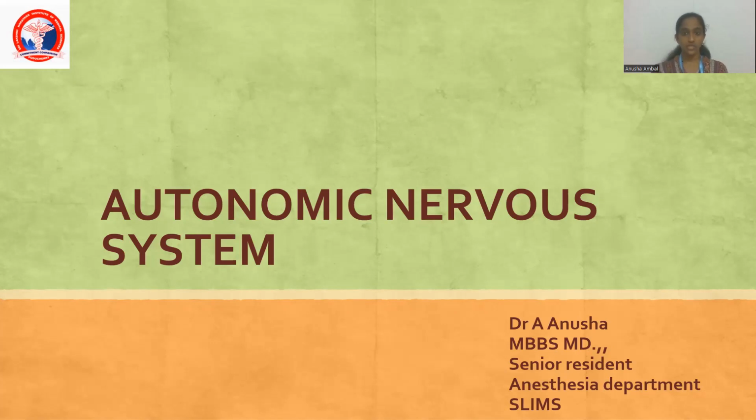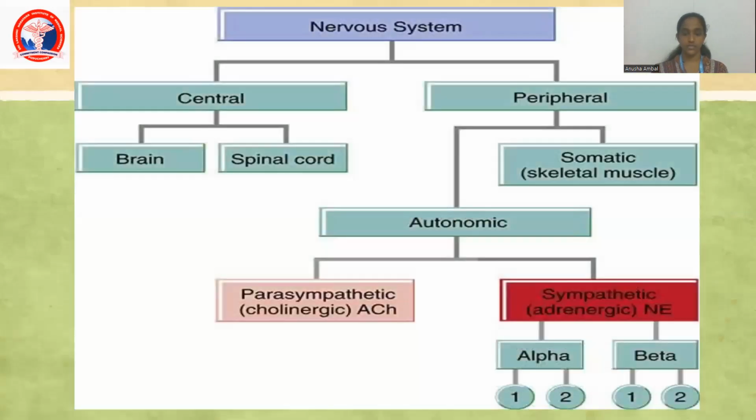So let's start with the basics of the autonomic nervous system. This is the classification of the nervous system. The nervous system is classified as central and peripheral. Under central, we have the brain and the spinal cord. We are not going to cover this topic. Now, under the peripheral, we have two, the somatic and the autonomic nervous system.